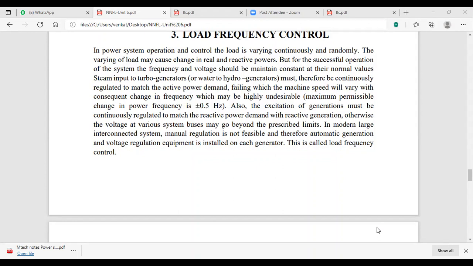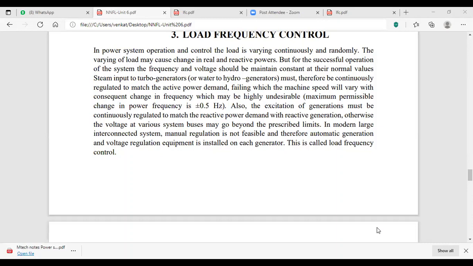You also need to monitor the excitation of the generators in order to regulate the reactive power demand with the reactive generation. For that purpose, you have an automatic voltage regulator installed at the generation station only. Manual regulation of voltage and frequency is not feasible. So automatic generation and voltage regulation equipment is installed at each generator.